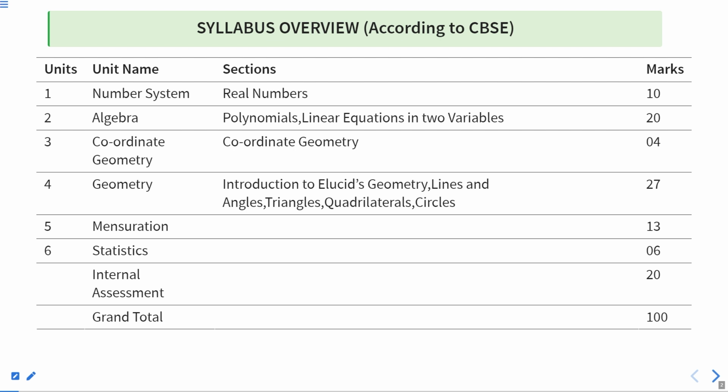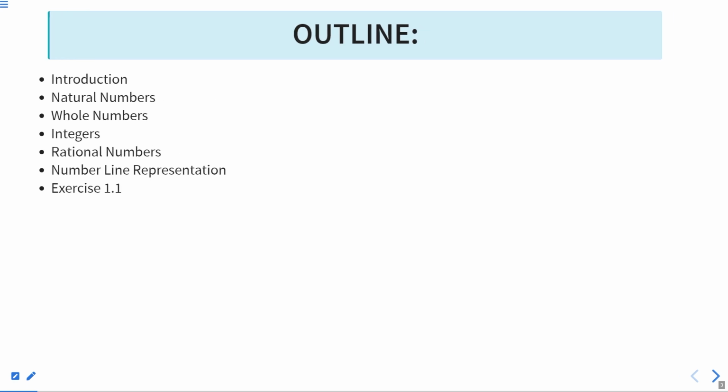Then next is mensuration, and then the next chapter is statistics. Then there is internal assessment, and those marks are 20 marks. First of all, in this lecture we will cover real numbers. So let's get started.